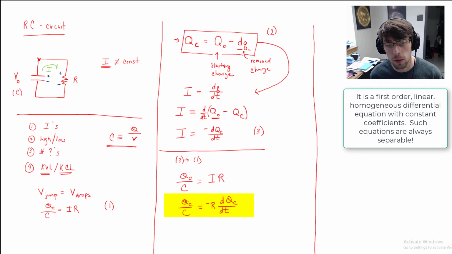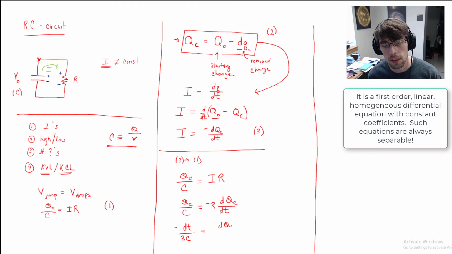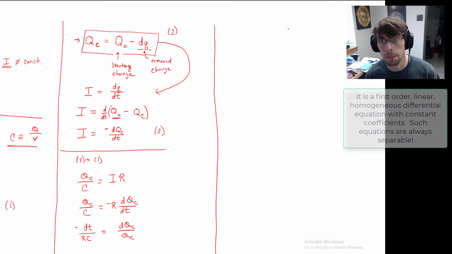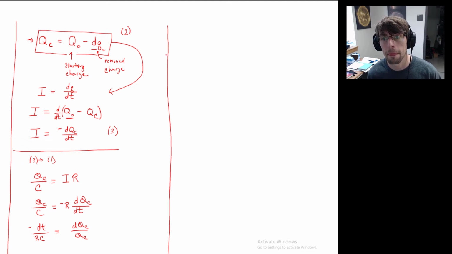We move the dt to one side, the Q's to the other, and I can write something like dt over RC, I'll keep the negative sign in there, equals dQ_C over Q_C. Now I'm out of space at the bottom, so I'll come back up here to the top. And what I now need to do is integrate.